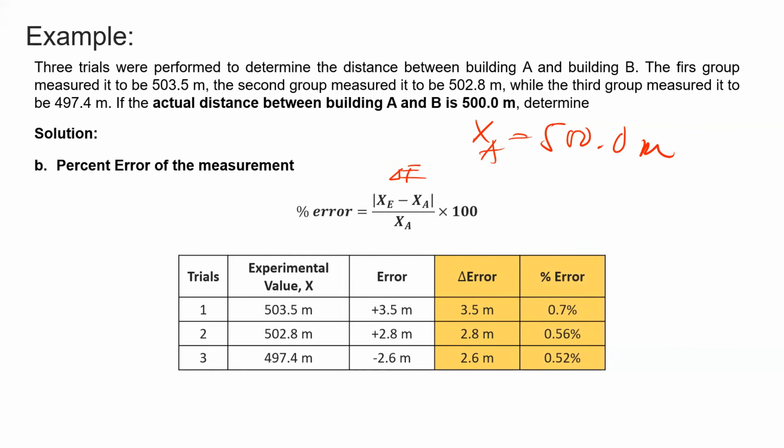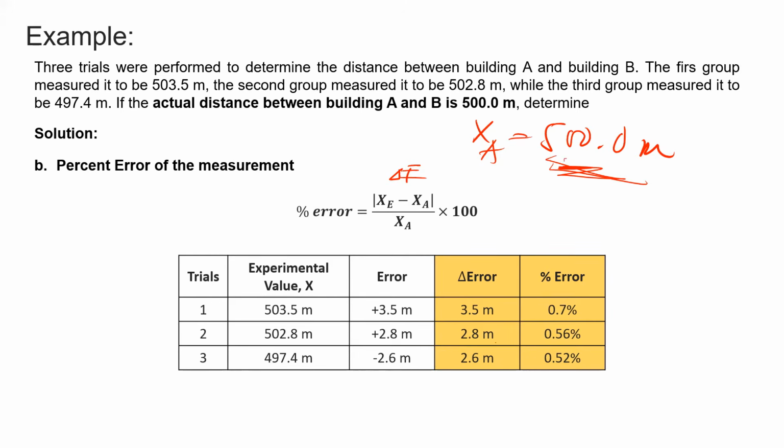for x of 1, which is 503.5 meters, an absolute error of 3.5 meters. Its percent error is 0.7%, since 3.5 meters is 0.7% of 500. So 2.8 meters, this error is 0.56% of 500. And 2.6 meters is 0.52% of 500. So the percent error tells us how big the error is compared to the true value. For example, 3.5 is 0.7% of 500.